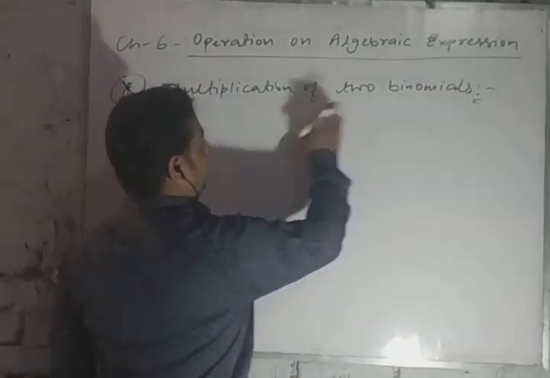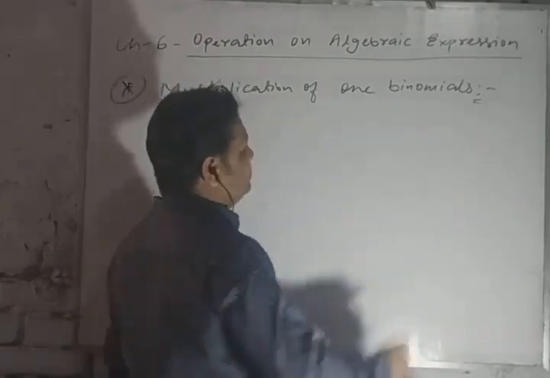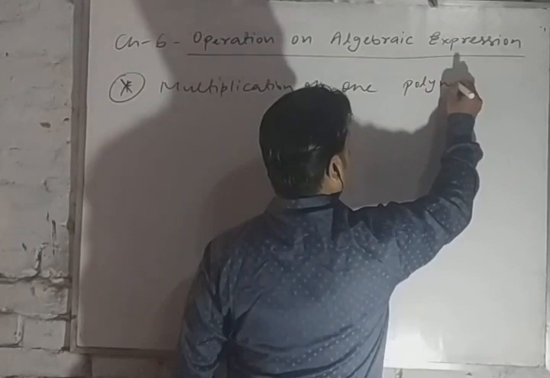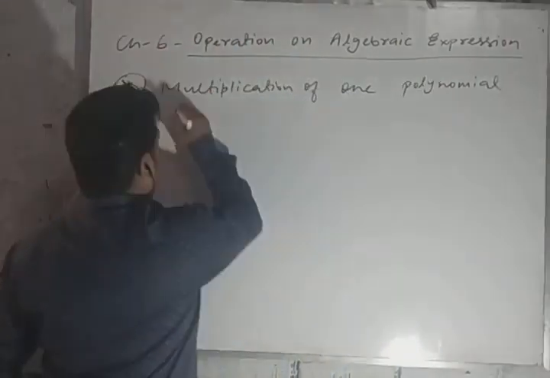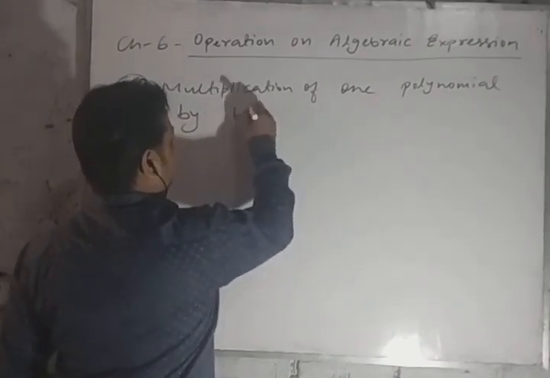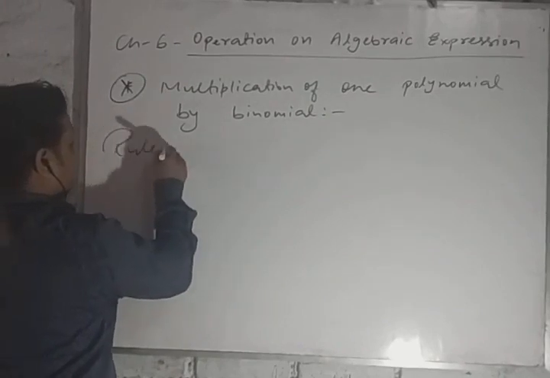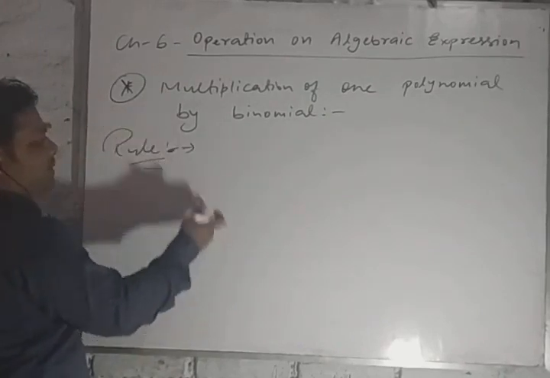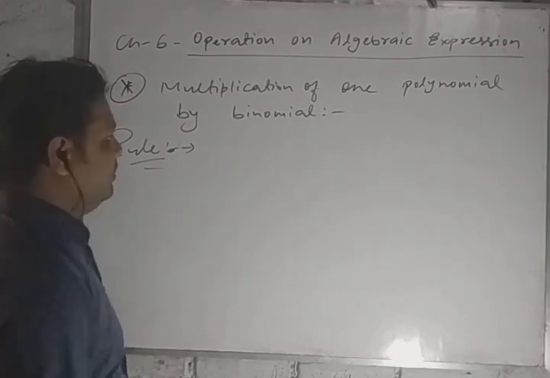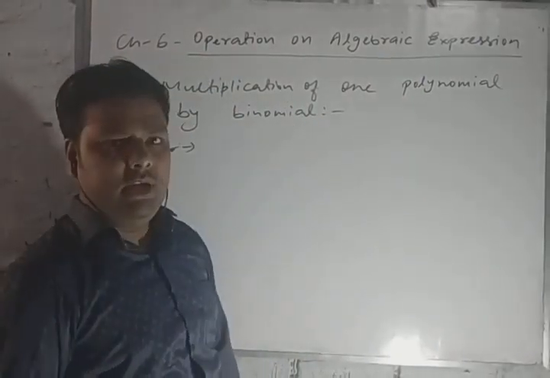Here, multiplication of one polynomial by a binomial. Now the rule is the same as the previous rule for two binomials, but with a little difference because one expression is a polynomial and the other expression is a binomial.